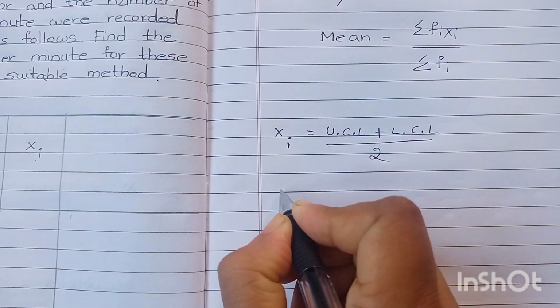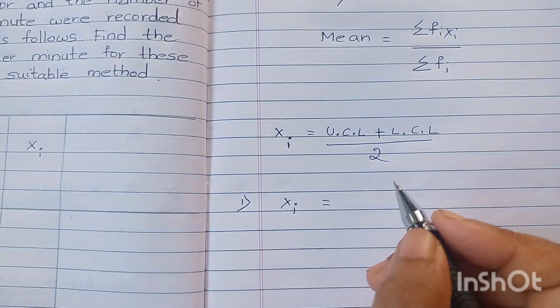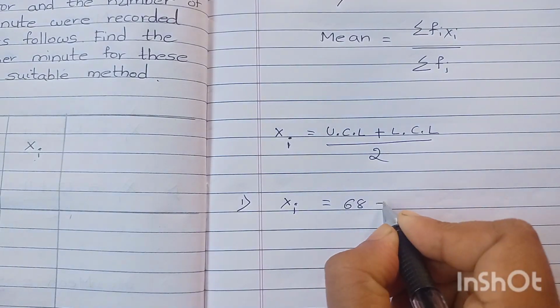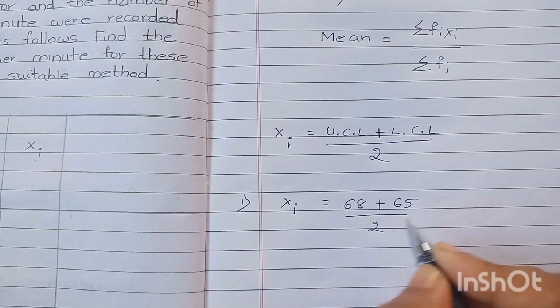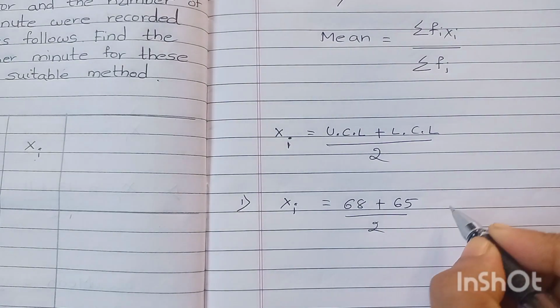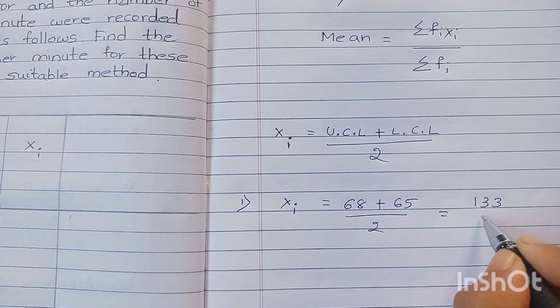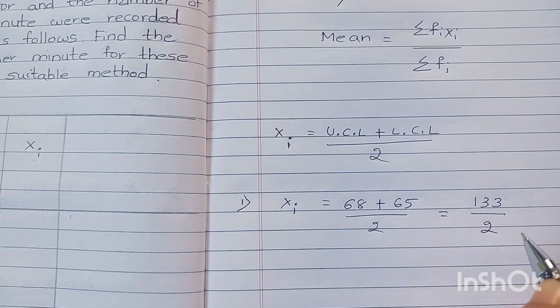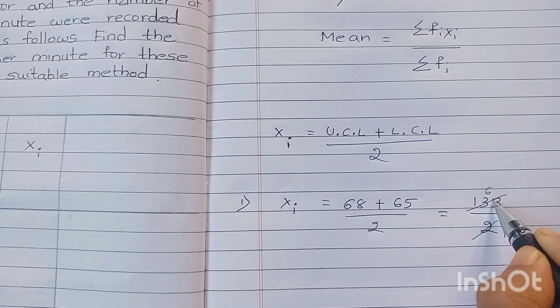Xi is equal to upper class limit 68 plus lower class limit 65, divided by 2. 68 plus 65 divided by 2. 65 plus 68 is how much? 133 divided by 2. Then 2 ones are 2, 2 sixes are 12, 1 remains.